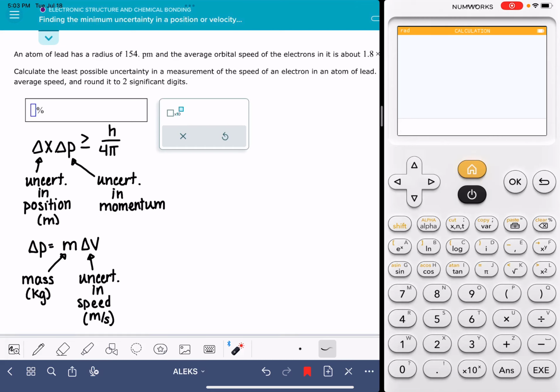In this video, I'll help you solve the ALEKS problem called finding the minimum uncertainty in a position or velocity measurement. There are two versions of this problem. One version has you find the uncertainty in a position measurement. The other version has you finding the uncertainty in velocity.